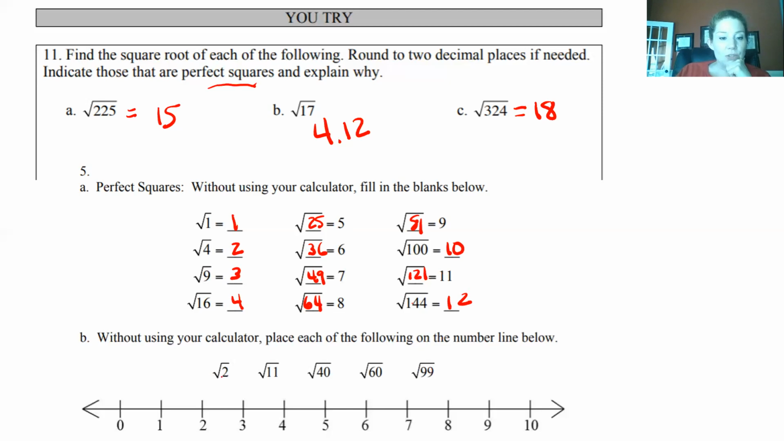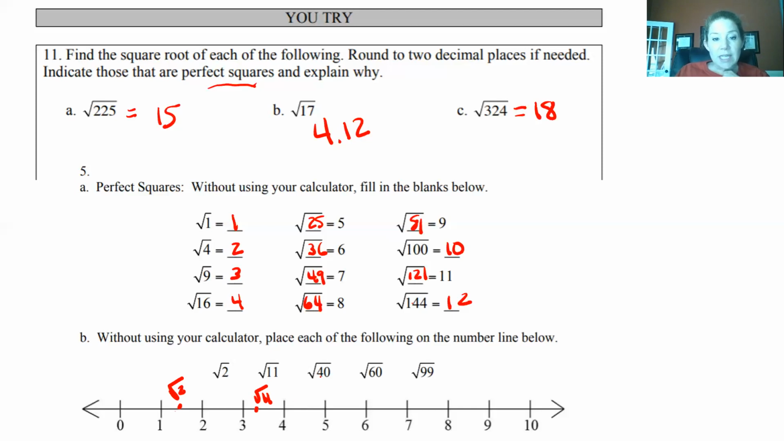All right, so 2 is not a perfect square, but the square root of 2 comes between these two numbers, right? Which means the square root of 2 has to be between the whole numbers 1 and 2. So the square root of 2 comes somewhere between 1 and 2, about right there. All right, square root of 11, find it up here. Well, 11 comes between 9 and 16. So the square root of 11 has to be between the whole numbers 3 and 4. Somewhere between 3 and 4, we will find the square root of 11.